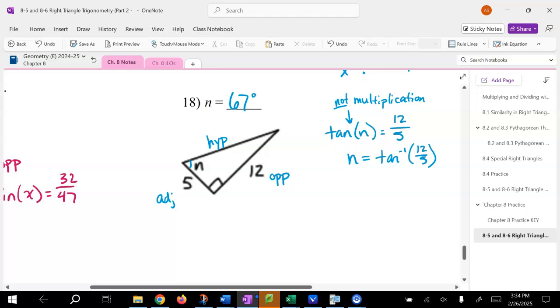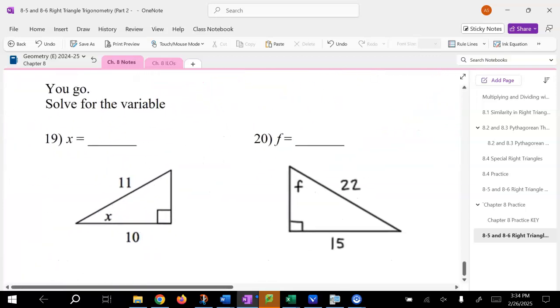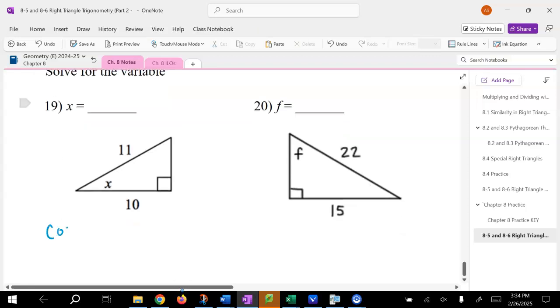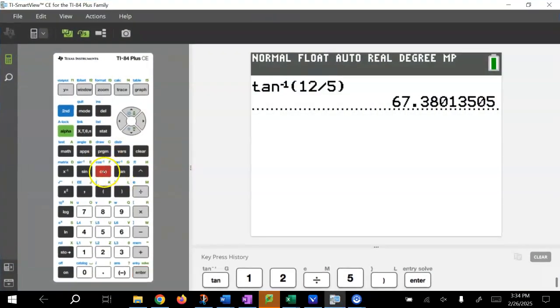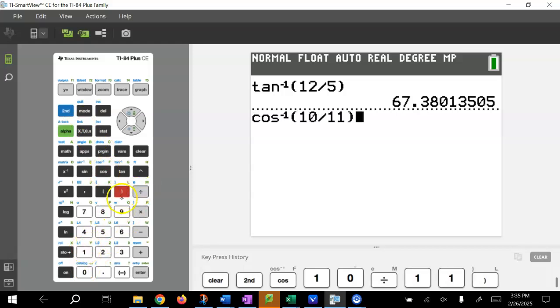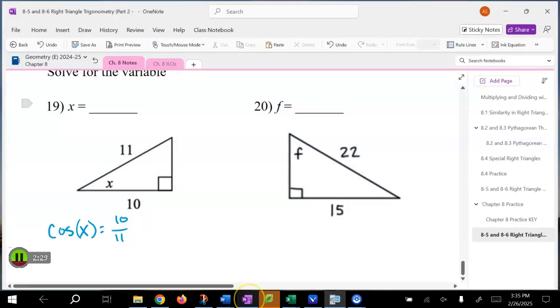You can pause this video and then play it again to go through the 19, 20, and 21 below. All right, if you want to check your work, right, 19 should be the cosine of x equals 10 over 11. If you plug that in, right, we want the inverse cosine of 10 over 11, which is 25 if we round to the nearest angle.